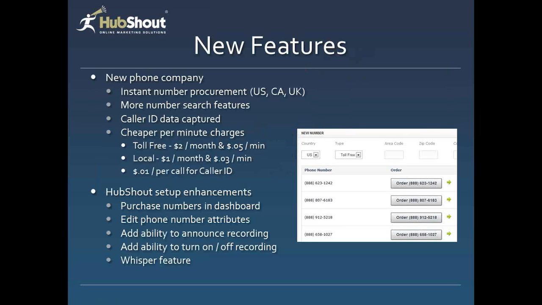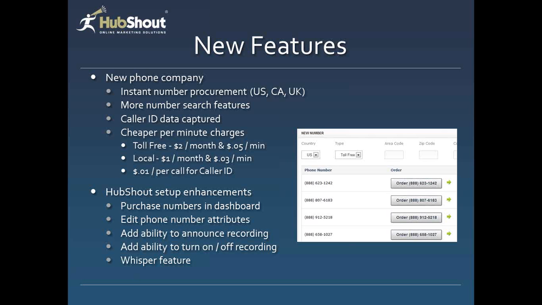The first thing that we've done is we are switching to a new phone company, and I've provided a list of the most important reasons we've done that. One of them is instant procurement of numbers, and we now can support not only toll-free and local numbers in the U.S., but also in Canada and the U.K. We've had a number of Canadian clients who've been frustrated that our previous phone company could not provide Canadian numbers, and now we're opening up the UK as well. This is going to be a very nice add with the new phone company.